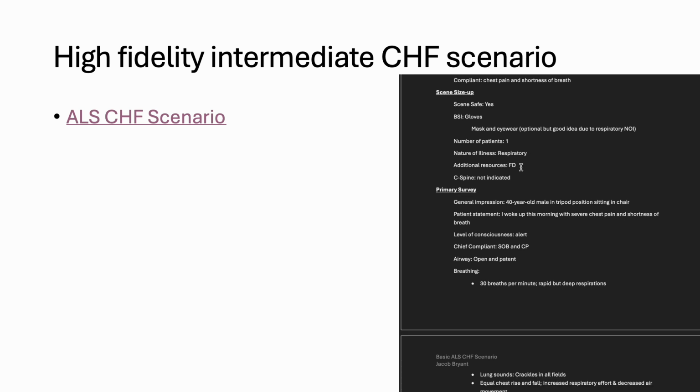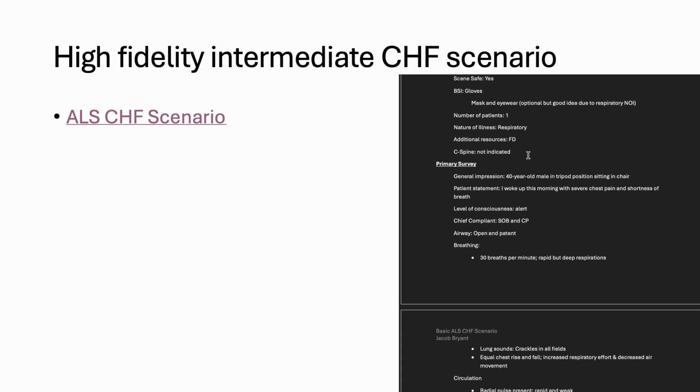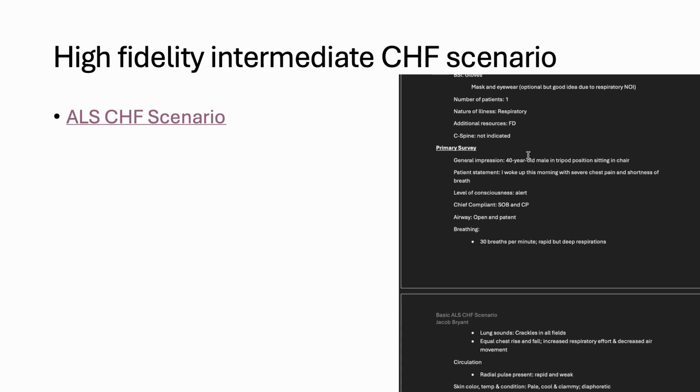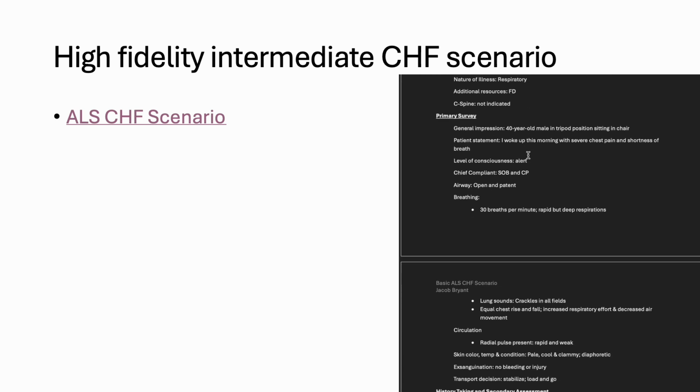Additional resources, you can probably go ahead and have fire come. C-spine is not indicated since it is not an injury. Your general impression is a 40-year-old male in tripod position sitting in a chair. Patient statement to you was, "I woke up this morning with severe chest pain and shortness of breath." Patient is alert. Chief complaint, shortness of breath and chest pain.